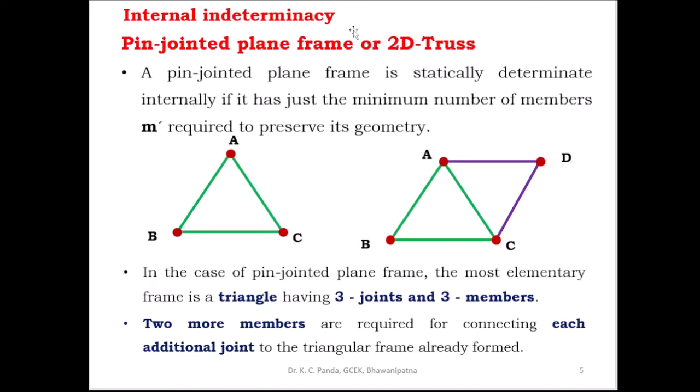Then coming to the internal indeterminacy. First we will discuss how to find out the internal indeterminacy of pin-jointed plane frame, which is also called the 2D truss or plane truss. Here this is the simple plane truss having 3 joints and 3 members. Then 2 more members are required for connecting each additional joint to the triangular frame already formed.